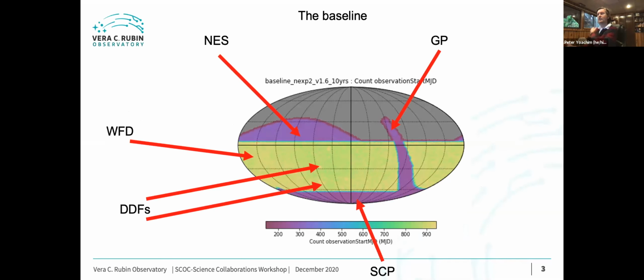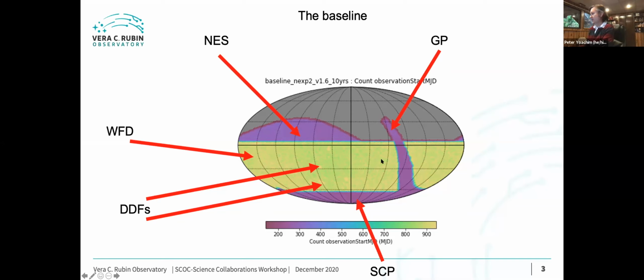So our baseline survey that we've already seen, for those who are new, this strip is the Galactic Plane, the South Celestial Pole at the bottom, the North Ecliptic Spur up here. The big yellow region is the wide, fast, deep, and we have our deep drilling fields throughout there. And this is kind of the footprint that's just been passed down for a decade plus now.